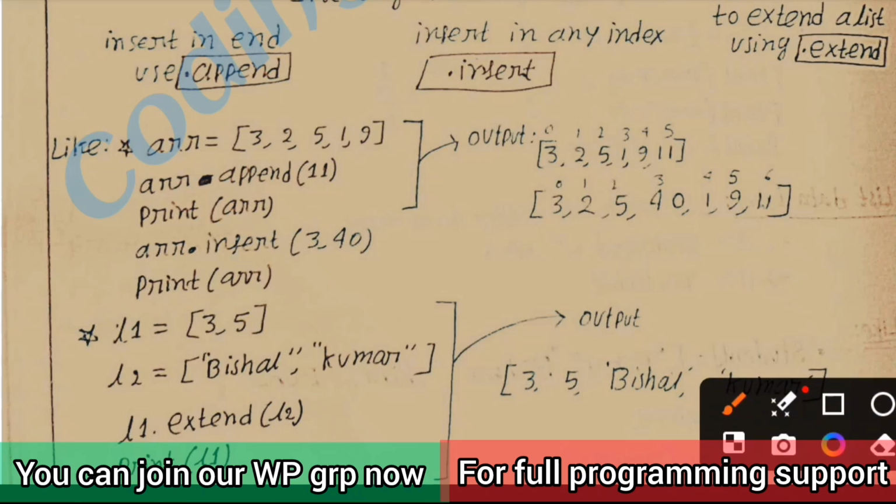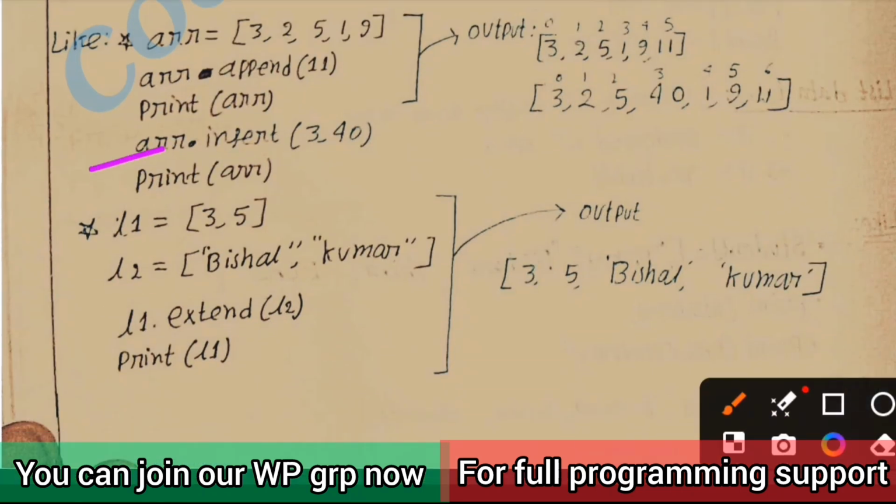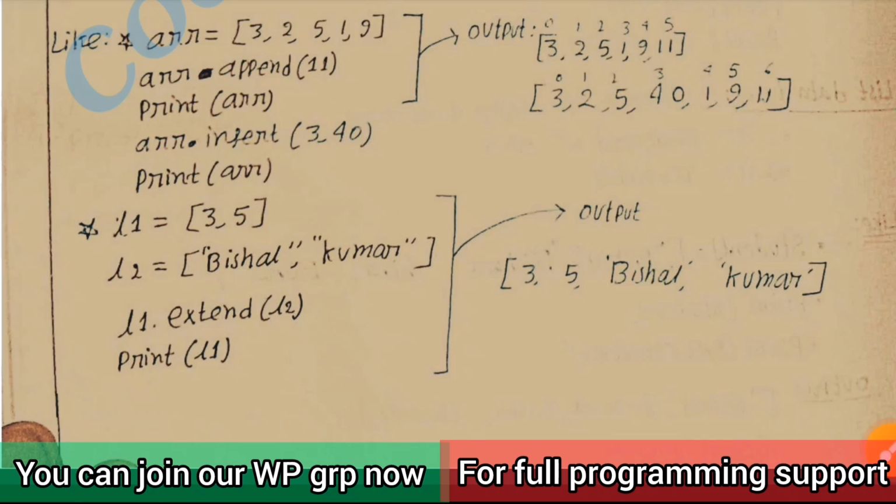Okay, then the index will be 0 1 2 3 4 5. So in the end of the index there will be 11. That I already gave. If you insert at a specific index, then you have to write array dot insert 3, 40. In the third index you have to insert the element 40. That's how you write it.